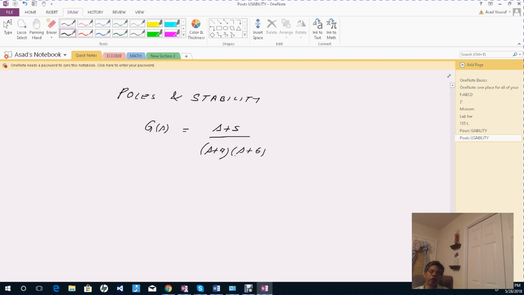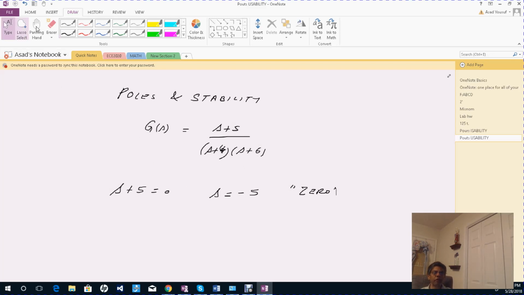Now, looking at this system, if you recall, we said that when the transfer function goes to 0, that is called the zero. That can only happen if the numerator is equal to 0. So s + 5 = 0, which means s = -5, so there is going to be a zero at s = -5.